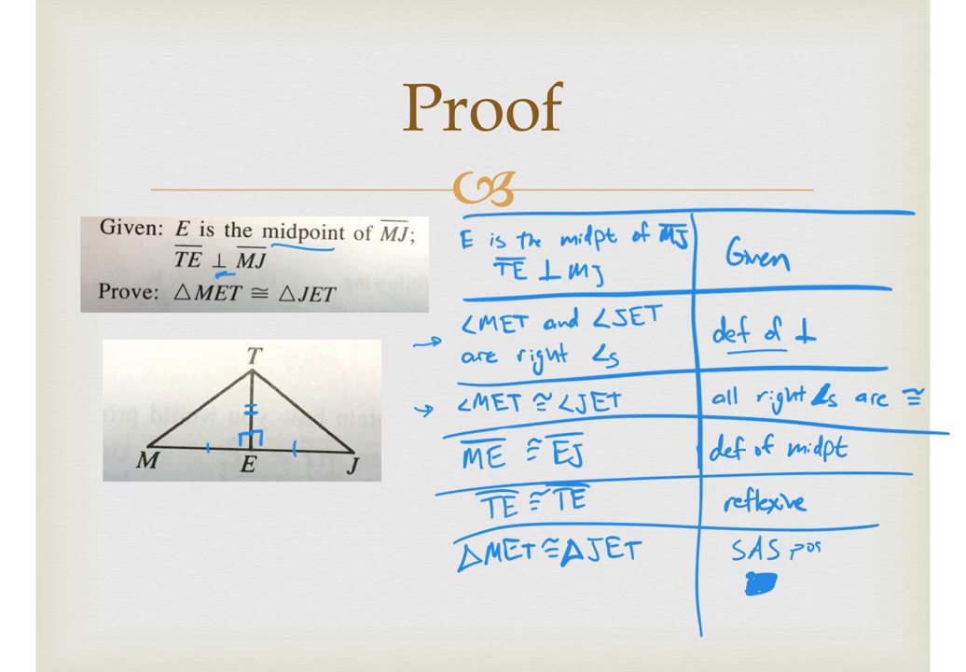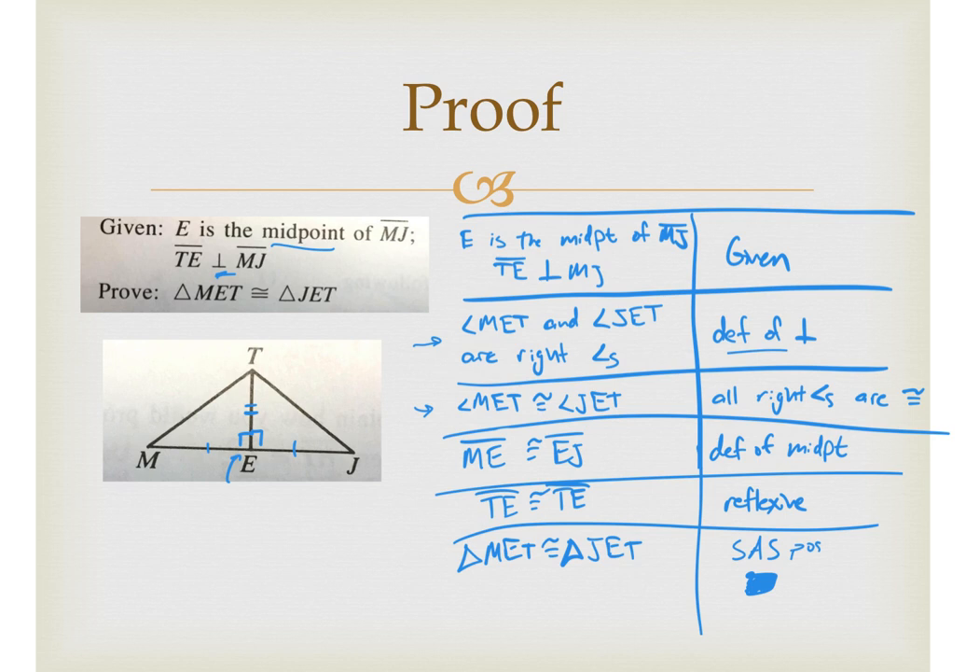We haven't really used this one a whole lot yet. Some of you might be familiar with it, but you are more than welcome to start using it now. If ever you have two right angles and you've said that they are right angles, you can say that they are congruent, because all right angles are congruent. Next, I did the definition of midpoint to get ME is congruent to EJ. So that's both vocab words used now. And that's how I have one of my sides, and then this angle right here.